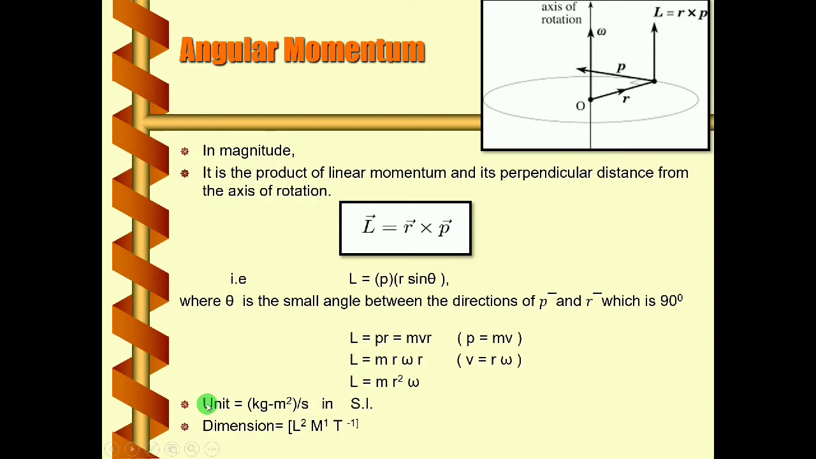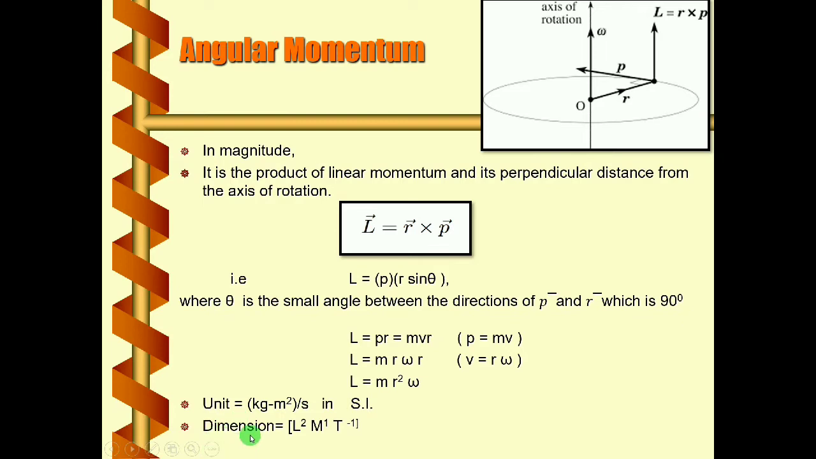Next, if you want to write the SI unit of angular momentum, using any formula you get the same unit. Mass is kilogram, distance square is meter square, and omega is per second. So the unit here will be kilogram meter square per second. This is the SI unit of angular momentum.